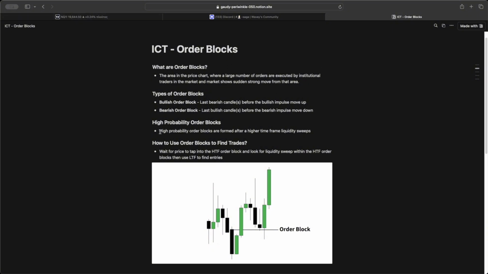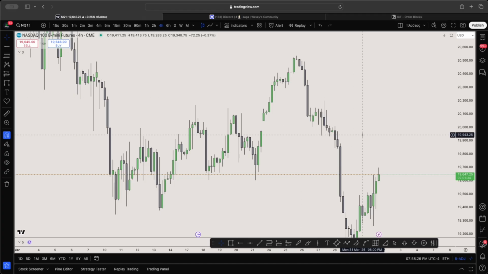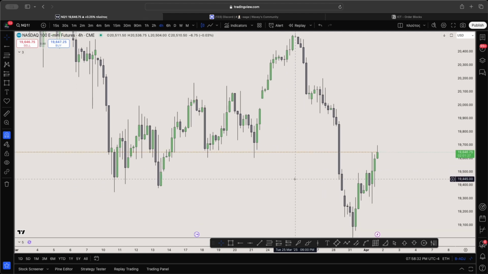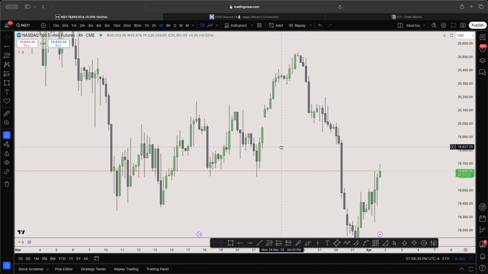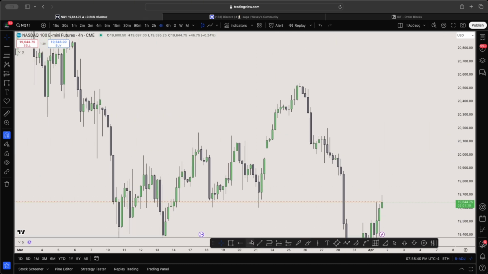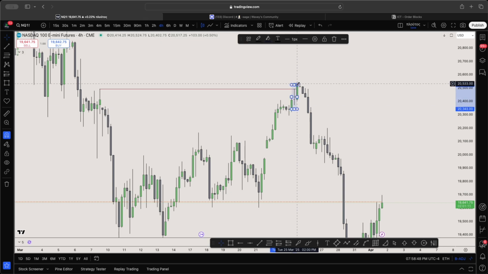So pretty much, what are high probability order blocks and how to identify them? High probability order blocks are order blocks where we expect a rejection, where price will come into there and we expect a reversal of that area. To identify them, we want to look at liquidity sweeps, major liquidity sweeps, and then after the liquidity sweep, the order block will form.